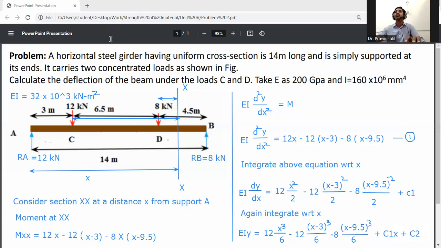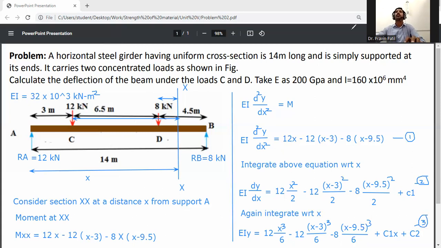Okay, so this one is equation number 2, and this one is equation number 3. Okay, equation number 3. So now apply boundary condition.